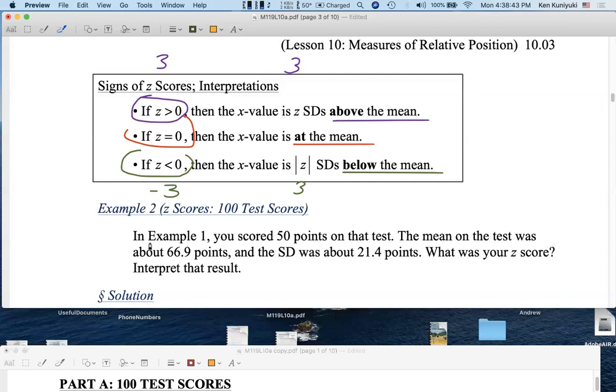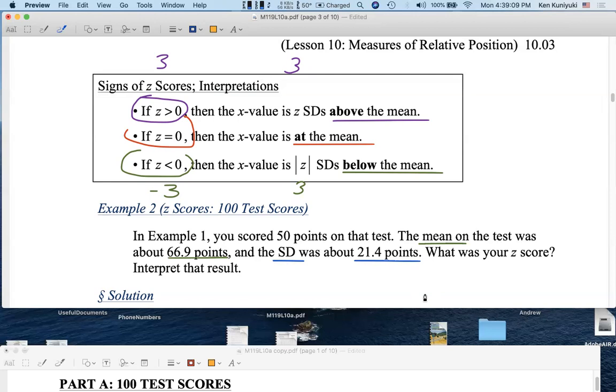So for example, in example 1, you scored 50 points on that test. Let's say that the mean on the test was 66.9 points, and the standard deviation was about 21.4 points. What then was your z-score? And interpret that result. On your calculator, work that out to 2 decimal places.